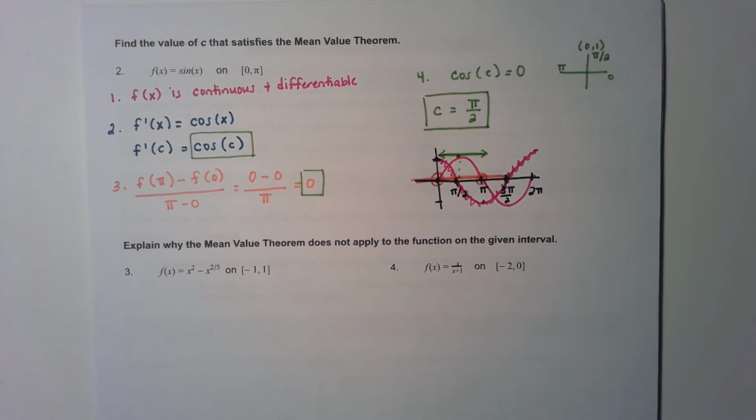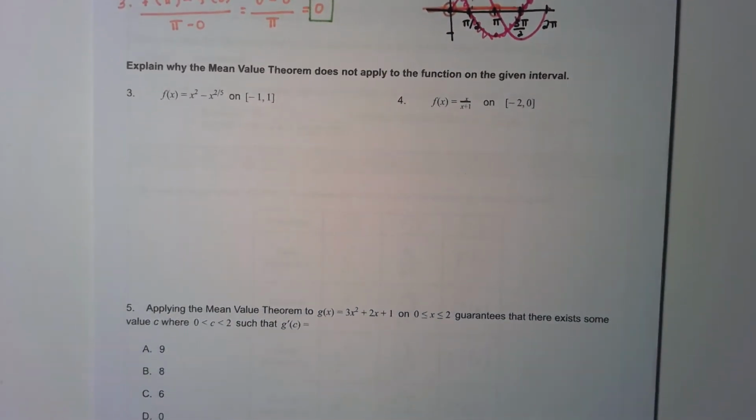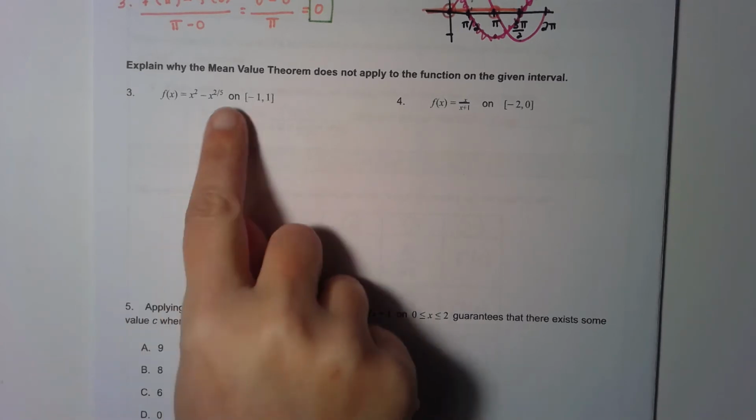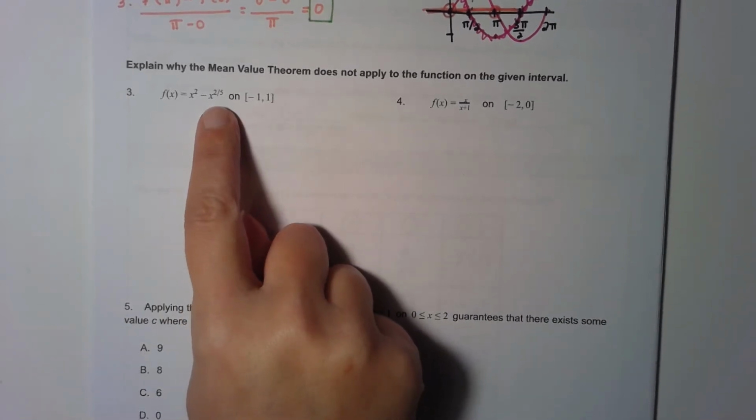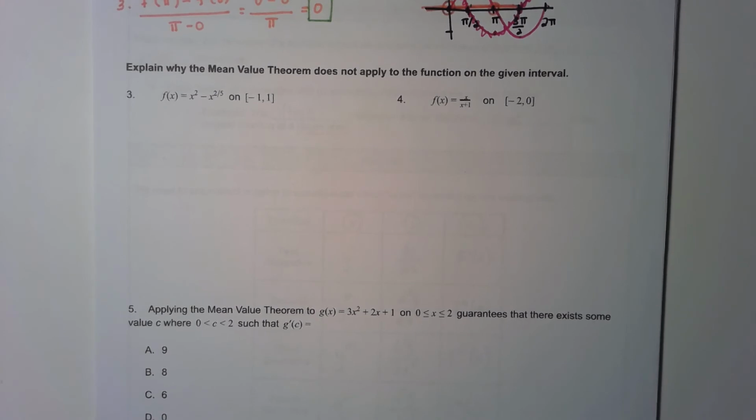All right, now the next question is going to be explain why the mean value theorem does not apply to the function on the given interval. So what we need to do is figure out which of the conditions are broken. Is it not continuous? Is it not differentiable? If we think about this first function, what I'm noticing is I have this rational exponent here. So I'm thinking there's going to be something going on with that piece of it.